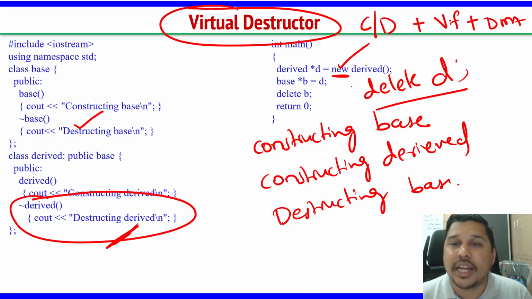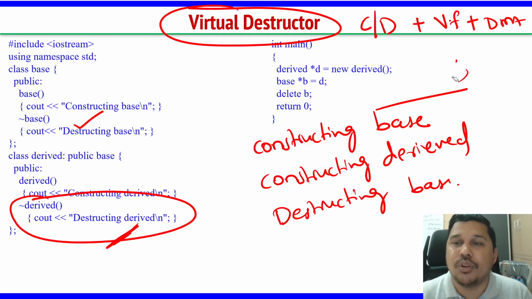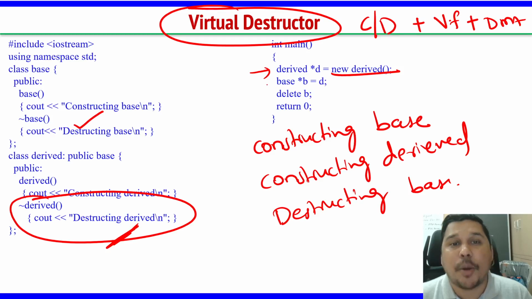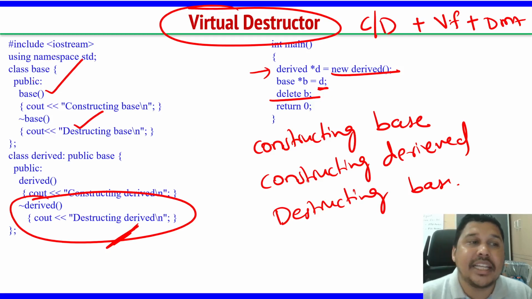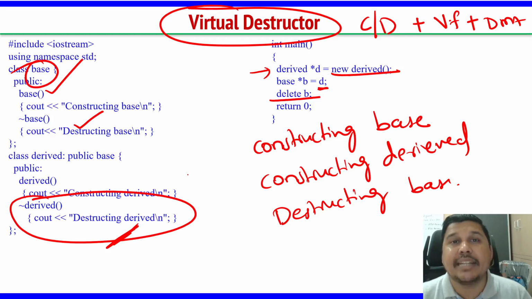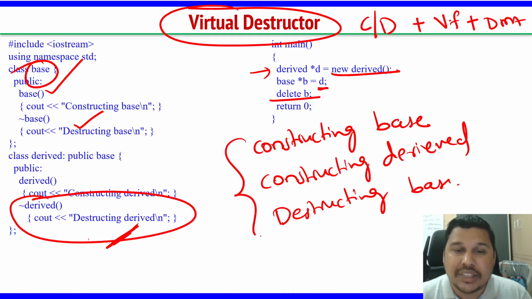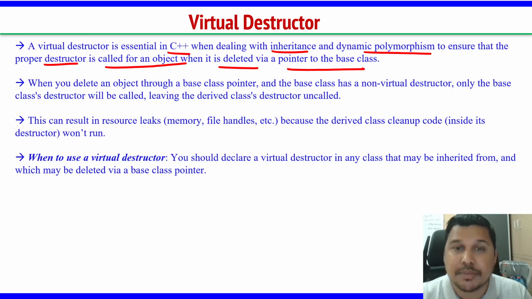Now see the scenario here. I am creating an object for the derived class using the DMA technique. Perfectly okay. Now I am creating a pointer for the base class and I am assigning the derived class object, and I wrote delete B here. So which object am I deleting? I am deleting the base class object, or the memory allocation of the base class. So this derived class destructor is not executed. The answer will be only 3 statements, not 4. That's what is mentioned here.